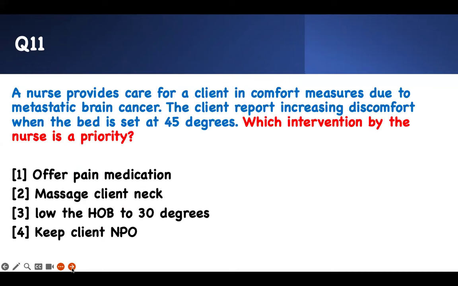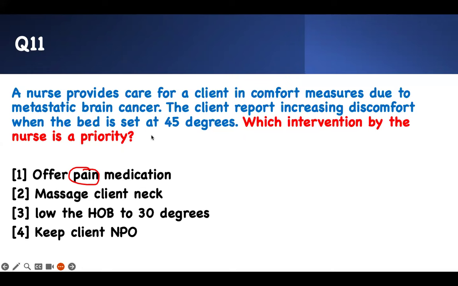And let's provide care for a client in comfort measures due to metastatic brain cancer. The client reports increasing discomfort when the head of the bed is set at 45 degrees. So when the head is set at 45 degrees, which intervention by the nurse is a priority? When you raise the head up to like 45 degrees, they start screaming. Therefore, what do you do? You want to give them pain medication? It's not going to solve the problem. If you don't lift the head up, there's no problem with it.